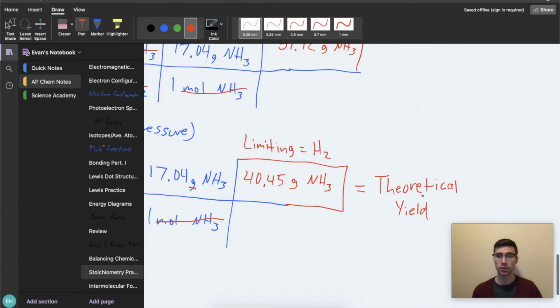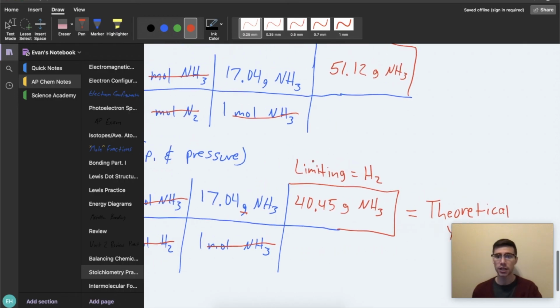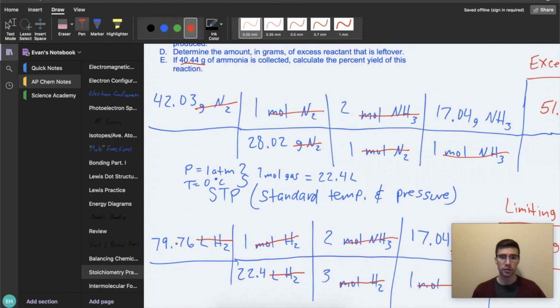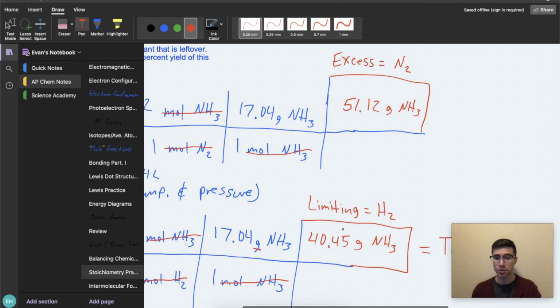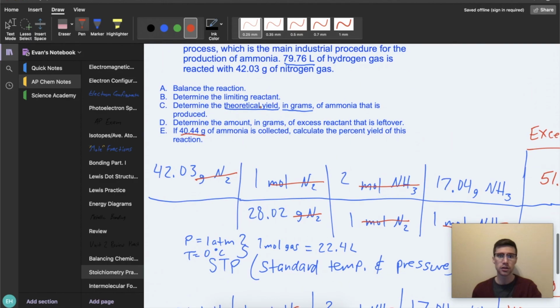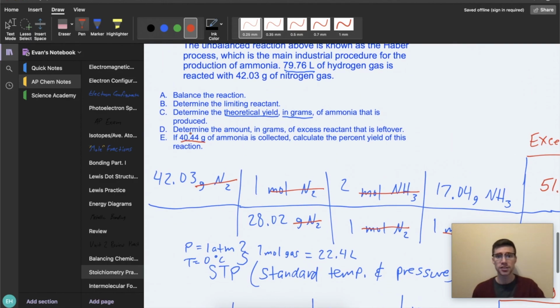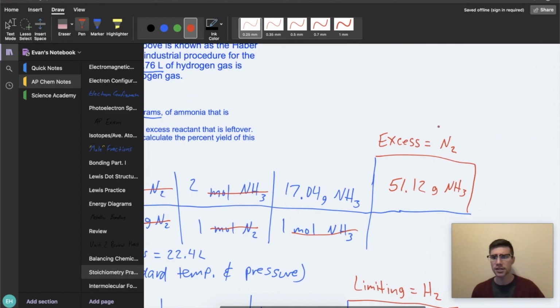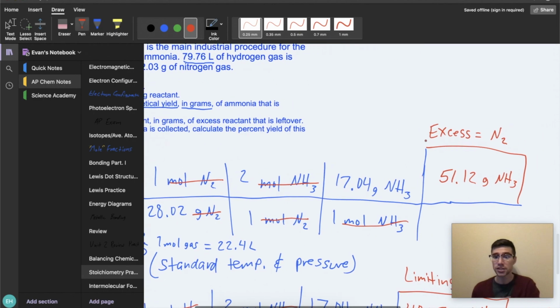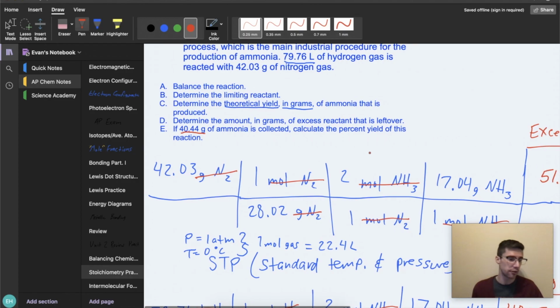Okay, theoretical yield. And the reason for that is because if our reaction is 100% perfect, we are going to use all 79.76 liters of hydrogen gas to produce 40.45 grams of ammonia. And when we get there, we stop because there's no more hydrogen gas left, which means there's some nitrogen left over that we didn't actually use. So part D here says to determine the amount in grams of the excess reactant that is left over. So since we know our excess reactant is nitrogen, how then do we figure out how much of our nitrogen is left? Because if it's excess and we know we didn't use it all, there must be some left over.